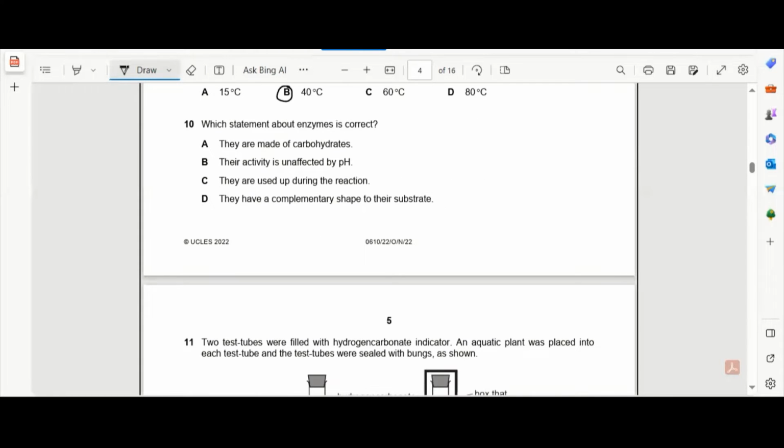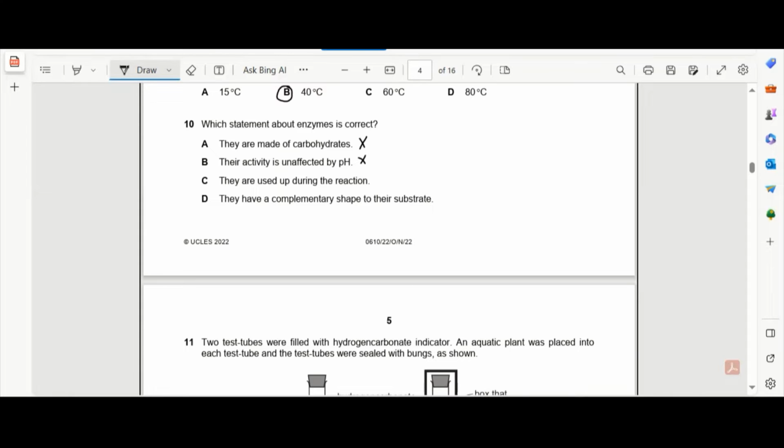Which statement about enzymes is correct? They are made of carbohydrates. No, they're made of proteins. Their activity is unaffected by pH. No, that's not correct. Their activity is very much dependent on the pH.